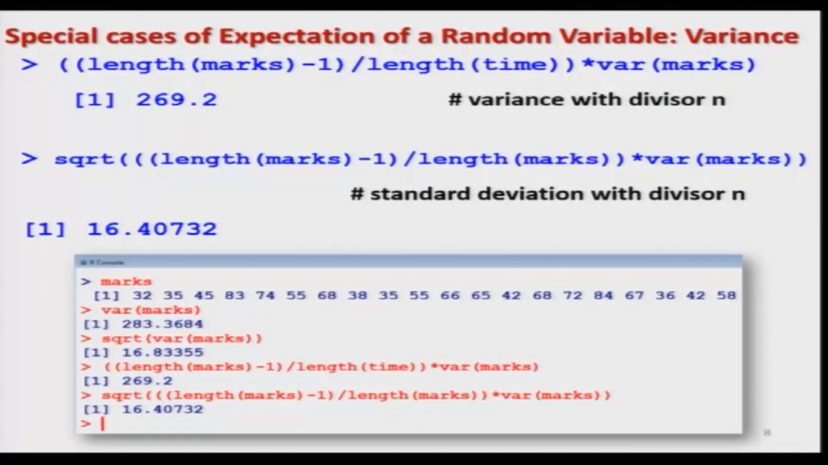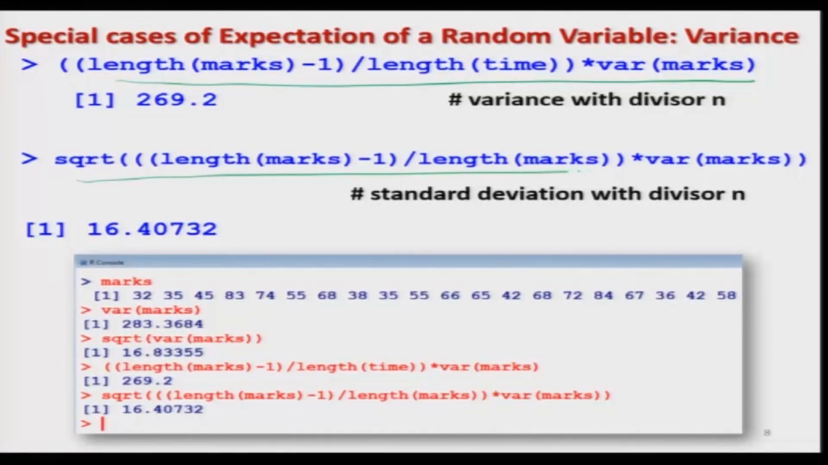So, that is pretty simple, and if you really want to find the variance in terms of the divisor n, then the command is simply n minus 1 upon n into variance of marks, right. And if you want to find the standard error, that can be simply the square root of the same quantity, right.